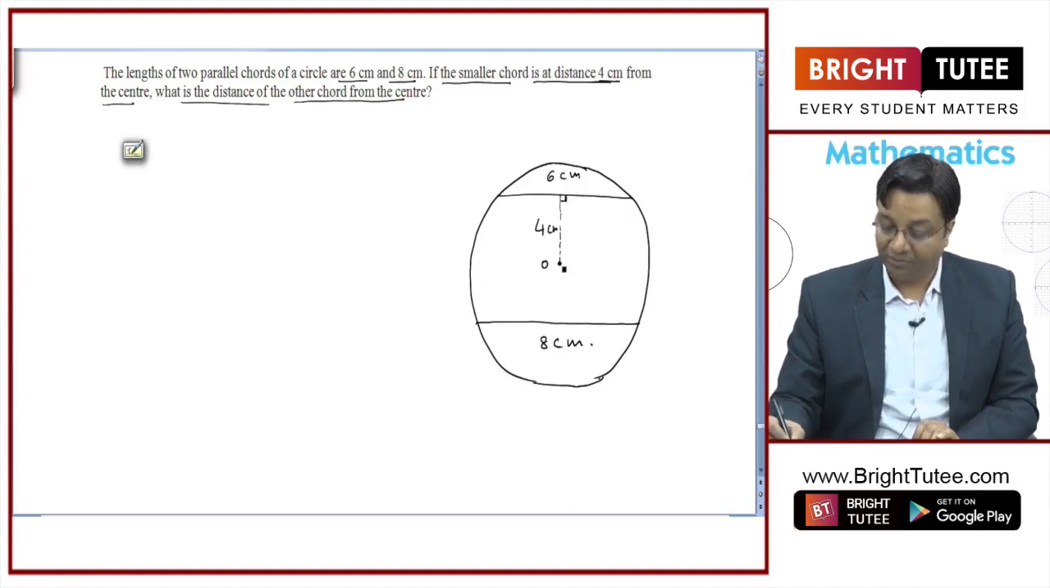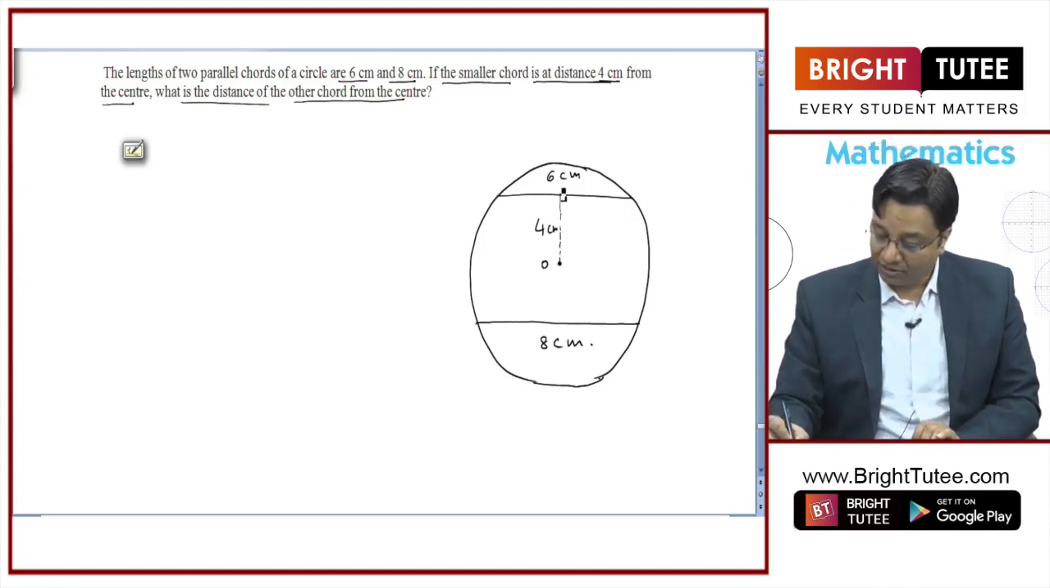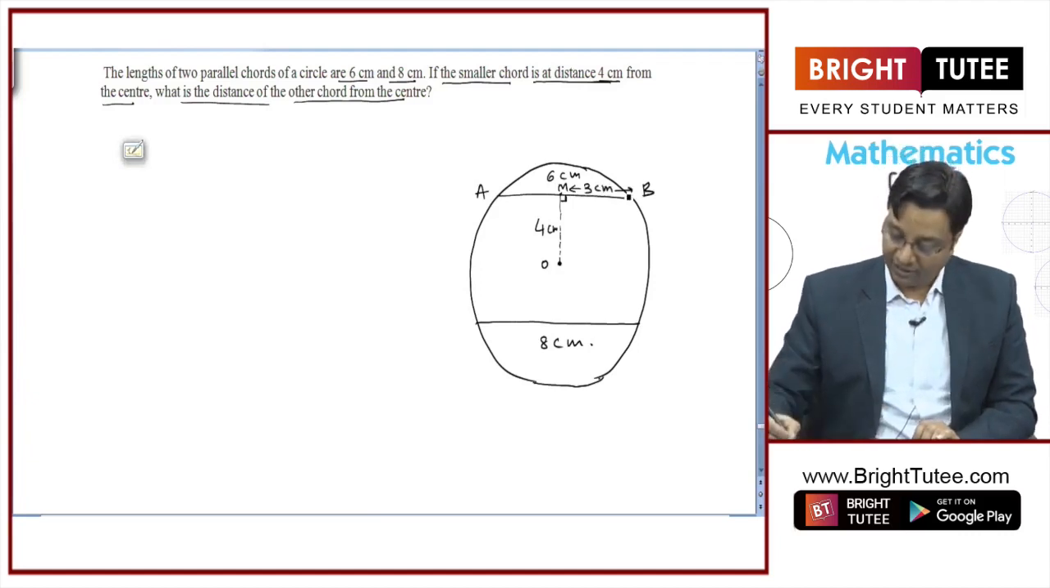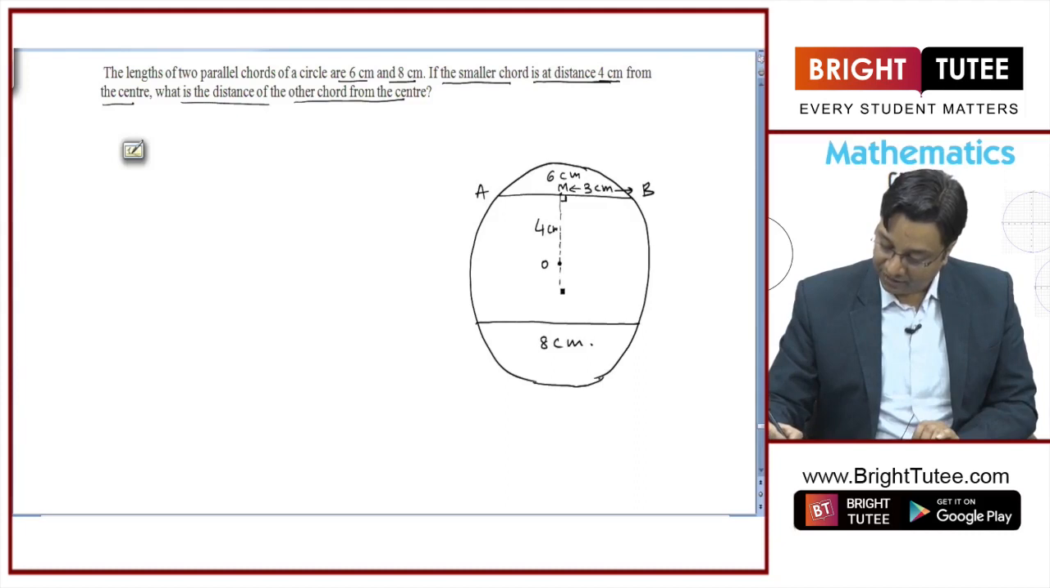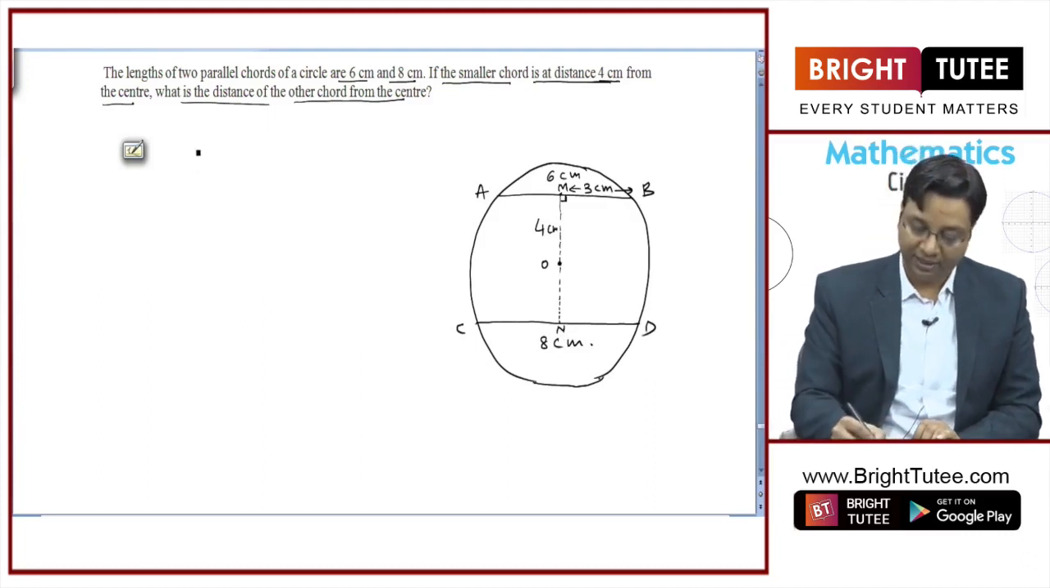And if I drop a perpendicular from the center to any chord, it bisects the chord. So if I denote it by M and let it be AB, what will be MB? It will be half of AB, that is 3 centimeter, right? And I need to find this distance here, ON. I need to find ON.